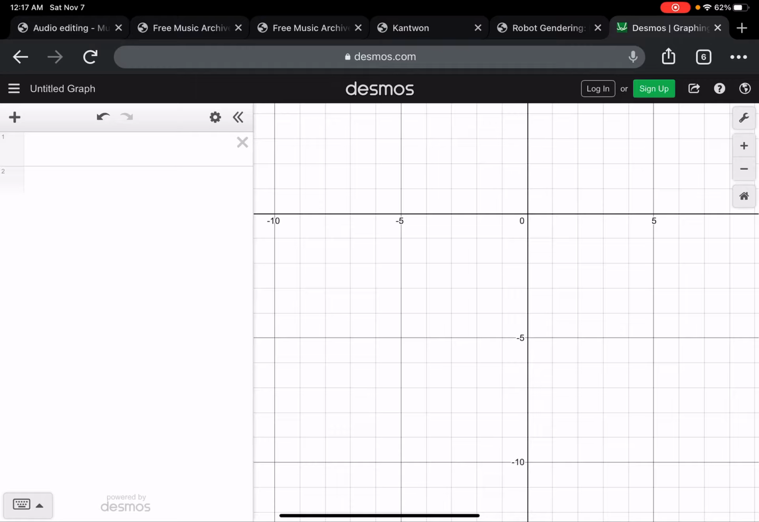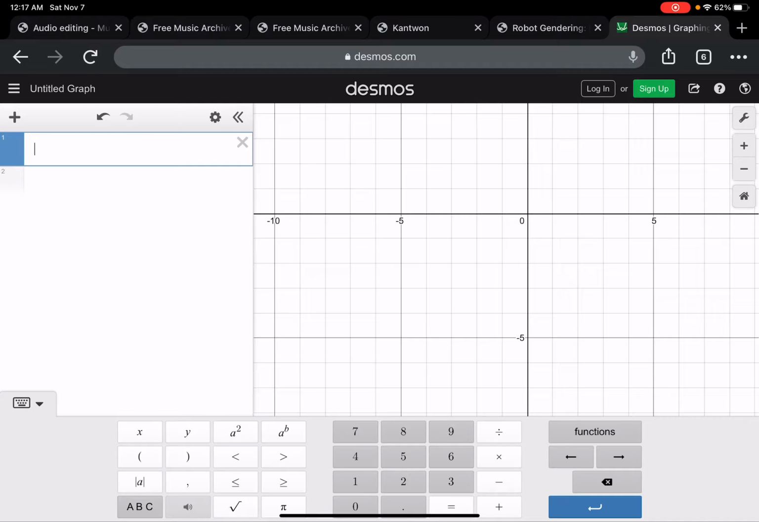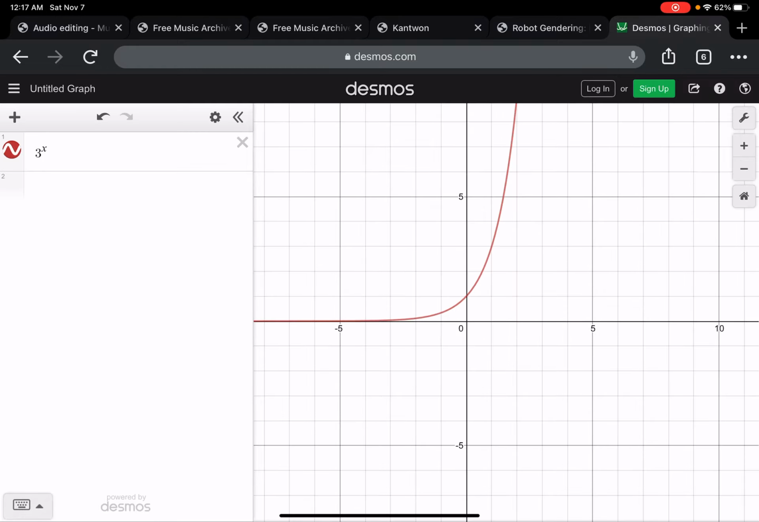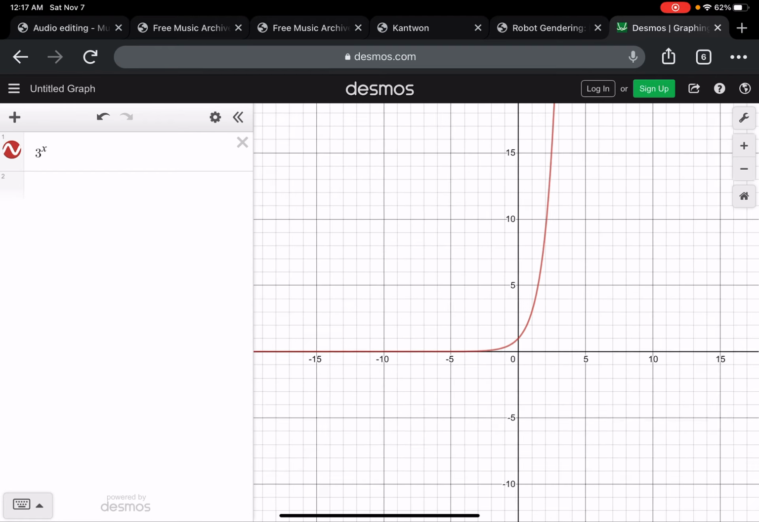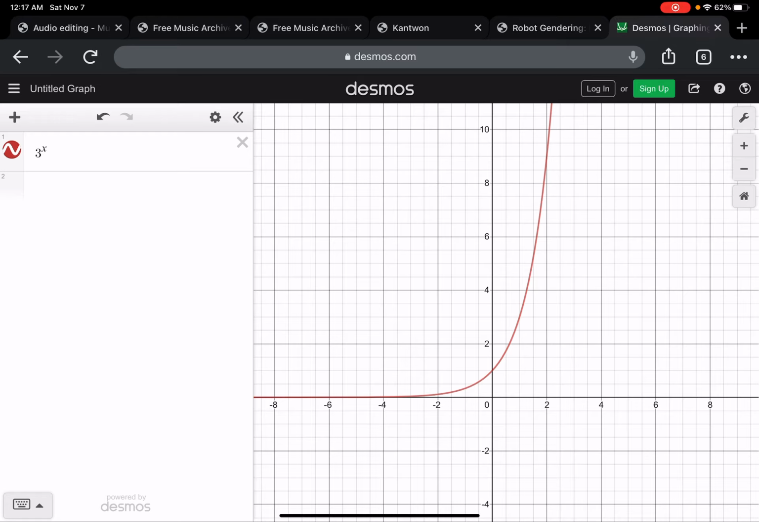Okay, so let's look at our base function here. What is our base function? Well, our base function is 3 to the x, right? And this is what our base function looks like on the graph.